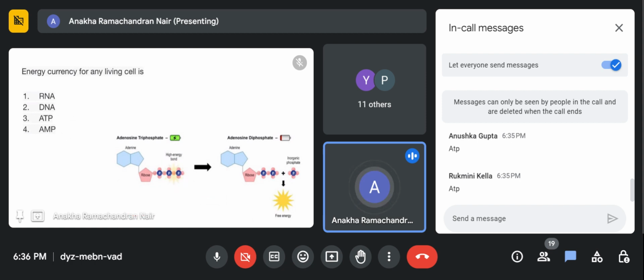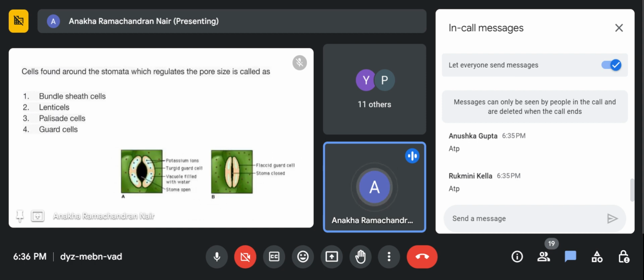Let's move on to the next question. The question is, cells found around the stomata which regulate the pore size are called bundle sheath cells, lenticels, palisade cells, or guard cells.